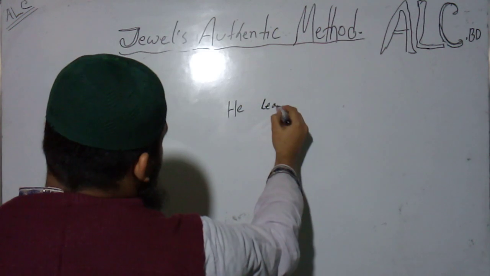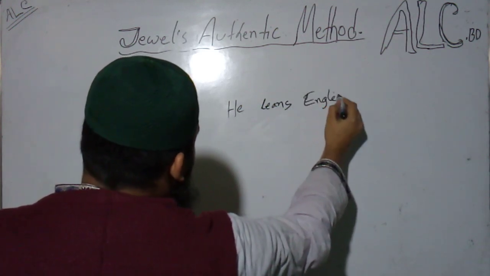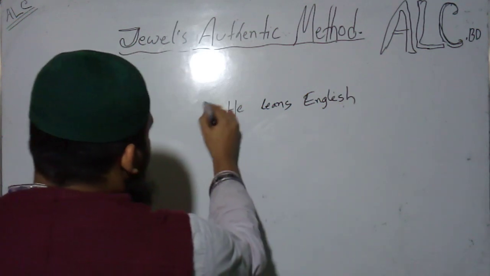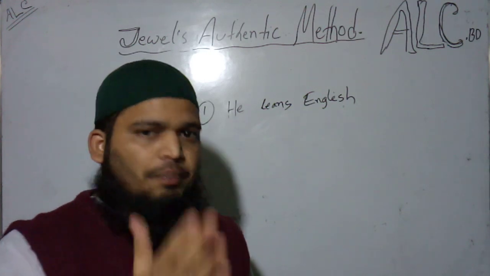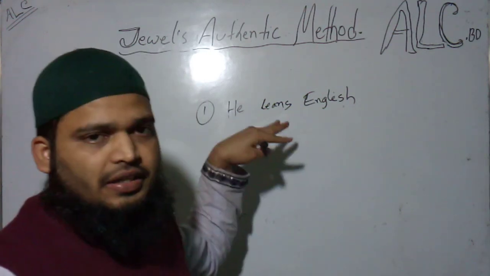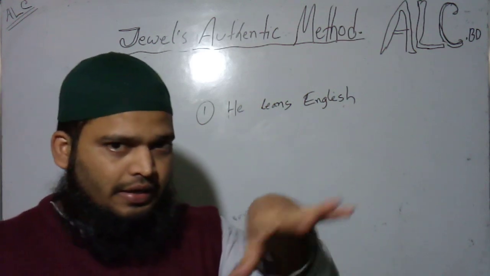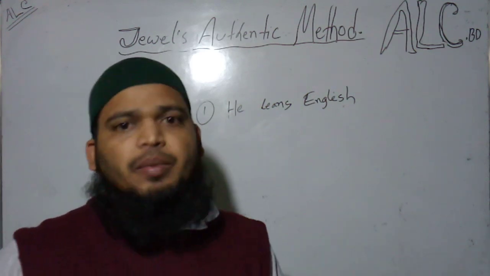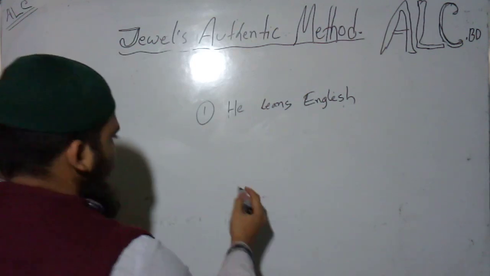Suppose I have written here, he learns English. So this is a sentence, He learns English, of present tense and indefinite tense. You have to create the negative sentence, interrogative and negative interrogative from this sentence.